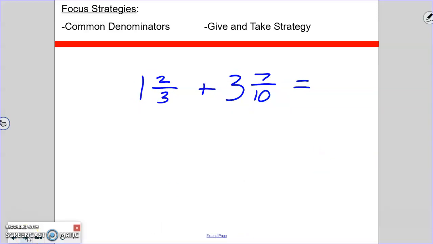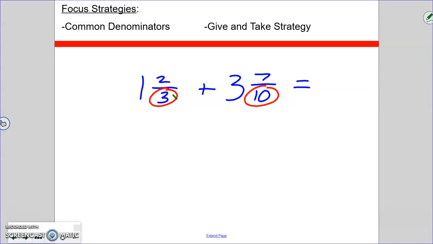This problem right here, guys, we have 1 2/3 plus 3 7/10. So this time it's not just fractions, but this time we actually have mixed numbers. But even then, we still need common denominators in order to put these whole numbers and fractions together. So for this one, right now, thirds and tenths are not the same sized parts, but we need them to be. So I'm going to go ahead and use multiplication to rename them so that they will be.